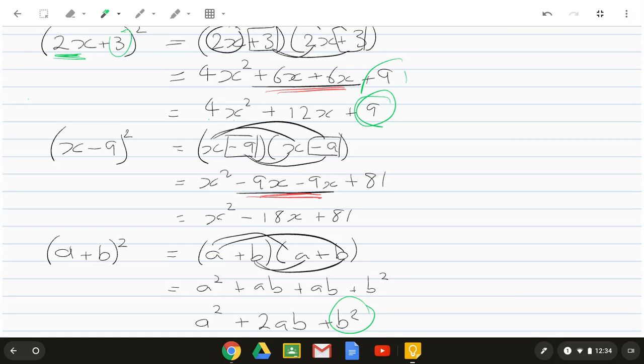And our middle term, which was 6x plus 6x, that comes from 2x times 3 times 2. Okay, so 2ab. So what we do is we take both terms, multiply them together, and multiply that by 2, and that gives us our middle term. If it gets too confusing looking at it that way, just stick with writing it out and going through each of the steps.